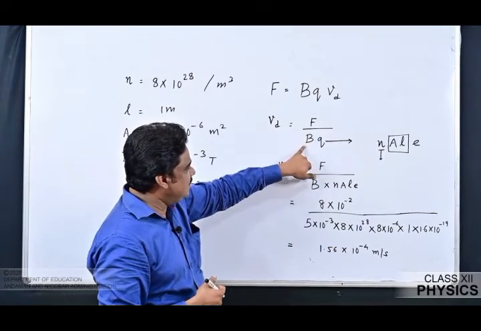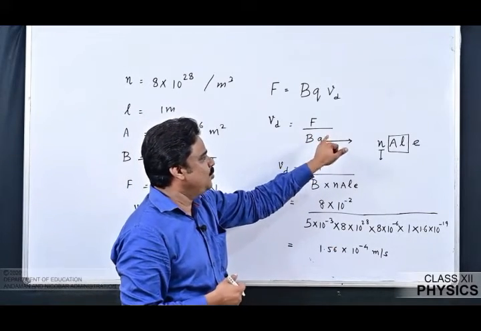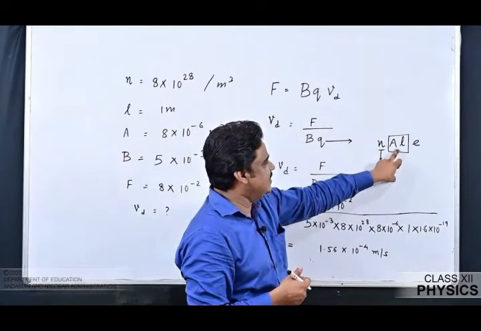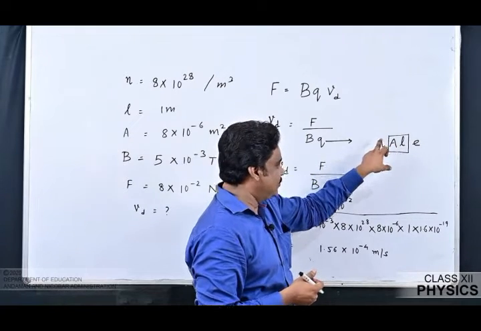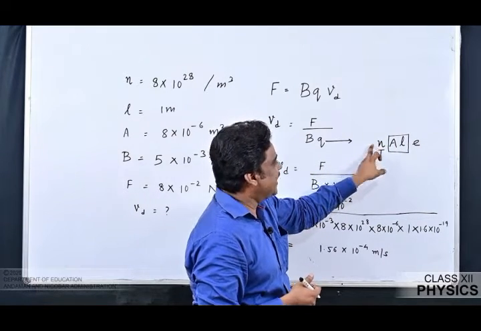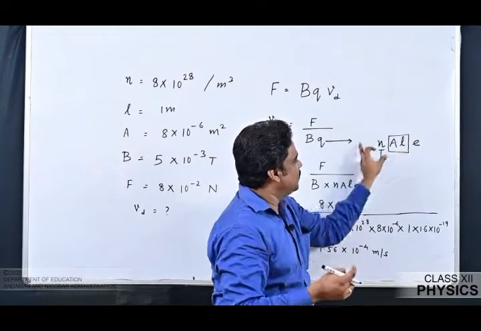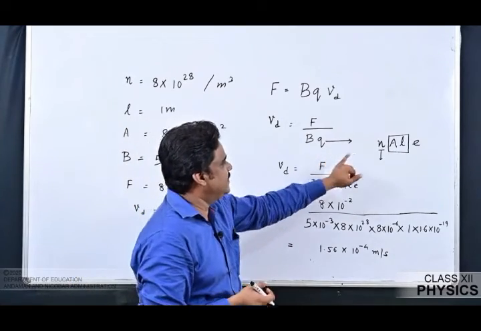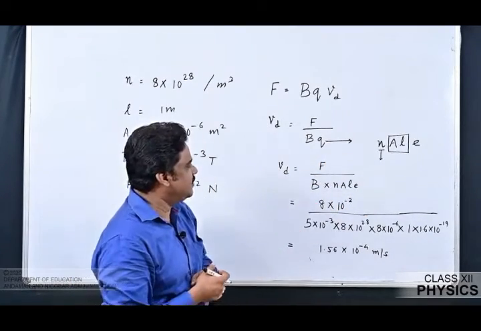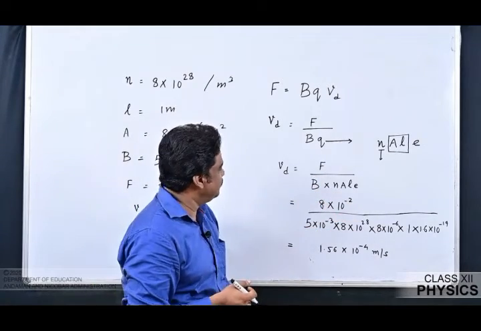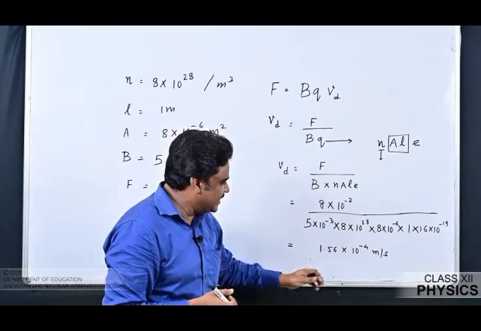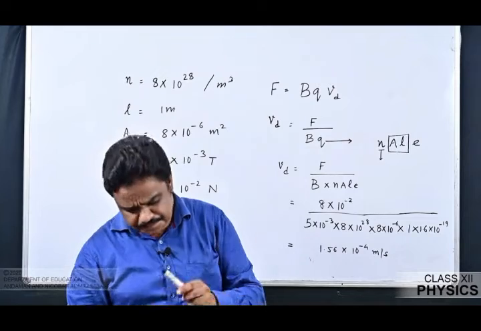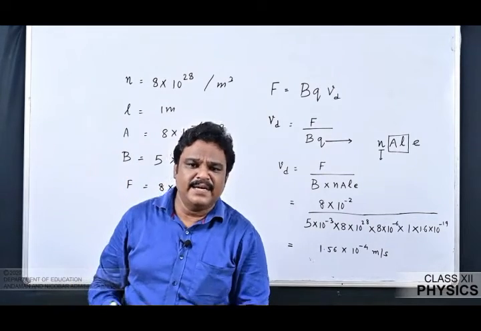Now F is given, B is given, the only unknown is Q, and for Q I'm going to use the formula nALe. How does it come? If AL is the volume of the wire, n is the number of free electrons per unit volume and e is the charge on one electron, the total charge in the wire is nALe. So replacing Q with nALe, VD = F/(B nALe). By putting in all the values and simplifying, you arrive at 1.56 × 10^-4 meter per second. With this, I'm going to move to my next question.